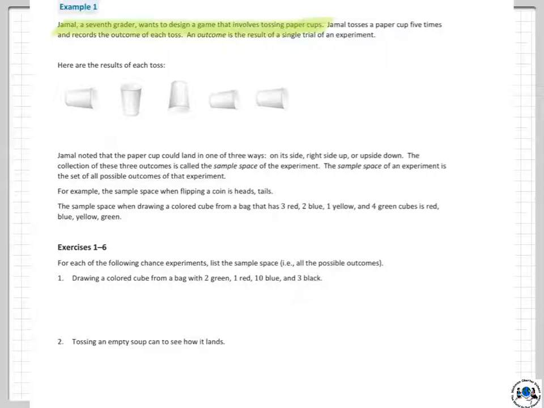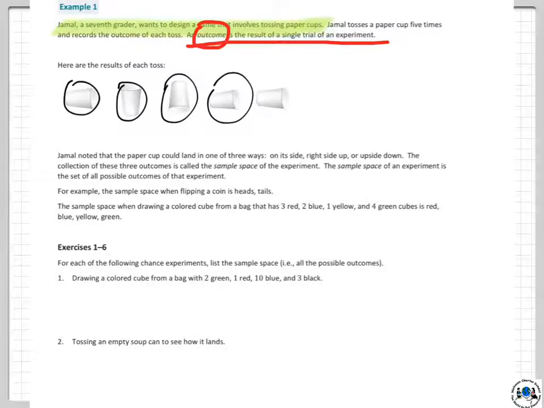We have Jamal, a 7th grader, who wants to design a game that involves tossing paper cups. So Jamal tosses a paper cup 5 times and records the outcome of each toss. An outcome is the result of a single trial of an experiment. So each one of these is considered an outcome. There were five outcomes in Jamal's experiment here.